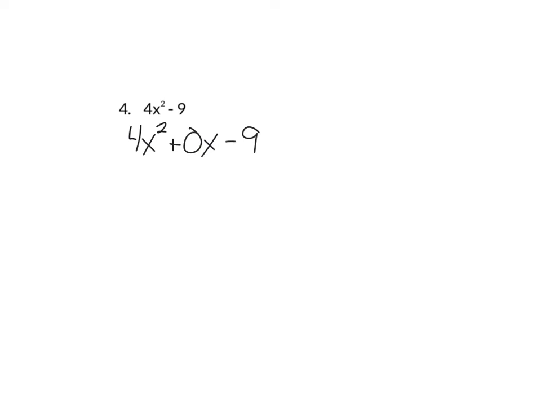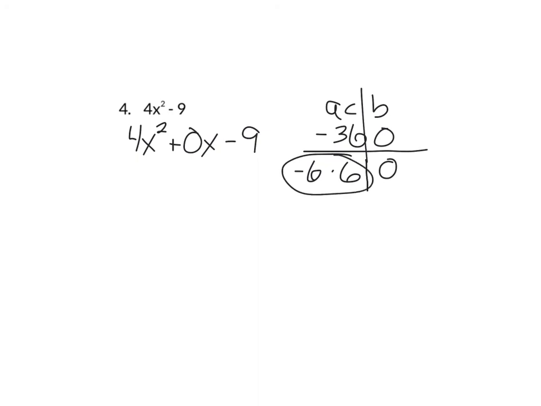Okay, if you want to do a table, A times C and B. A times C is negative 36. B is 0. We're thinking factors of negative 36 that add up to 0. Don't overthink this. It's just negative 6 times 6. Negative 6 plus 6 is 0. Okay? Just remember, this column it's multiplying to get negative 36. This column it adds to get 0.